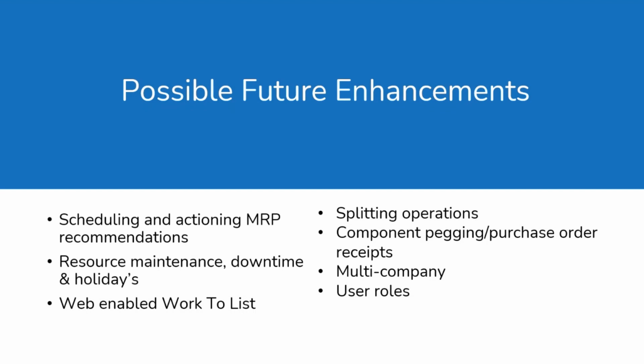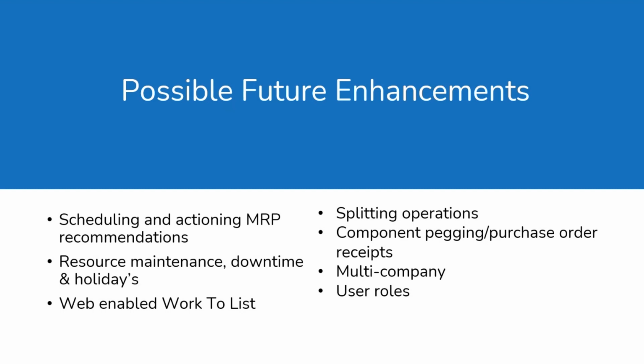We want to include a web-enabled work to list. There is a work to list within Cim50 which would get updated when you pass the data back from the scheduler, but what we want to do is include one within the graphical scheduler so that we can maybe put it up on a wallboard or something like that. The ability to split operations. Maybe you want to put half of a job down one resource and half down another resource. So give you the option to split an operation across multiple resources.